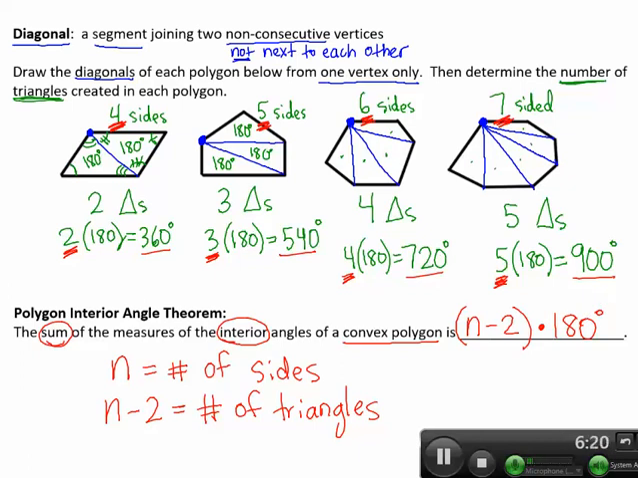This is called our Polygon Interior Angle Theorem. This is for the sum of the measures of the interior angles, only for convex polygons. Those are the ones we are going to deal with. This is a really important formula that we are going to use a lot and memorize and remember always. Let's see how we can apply it.